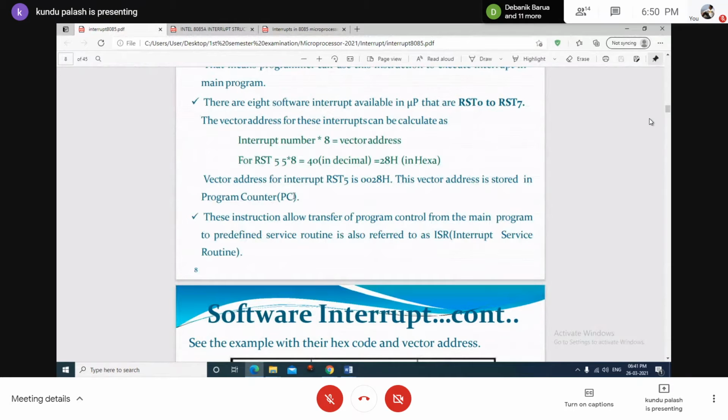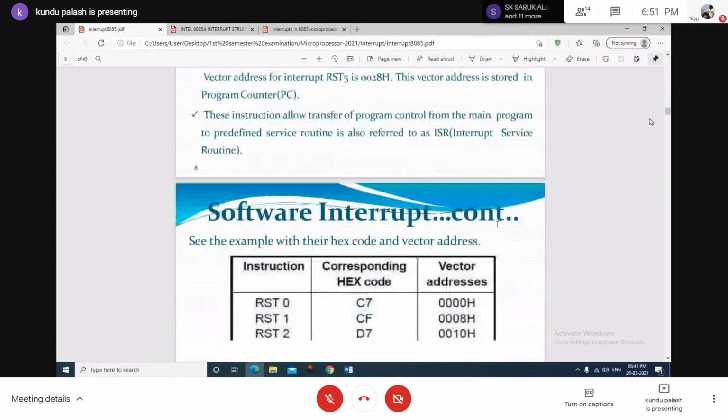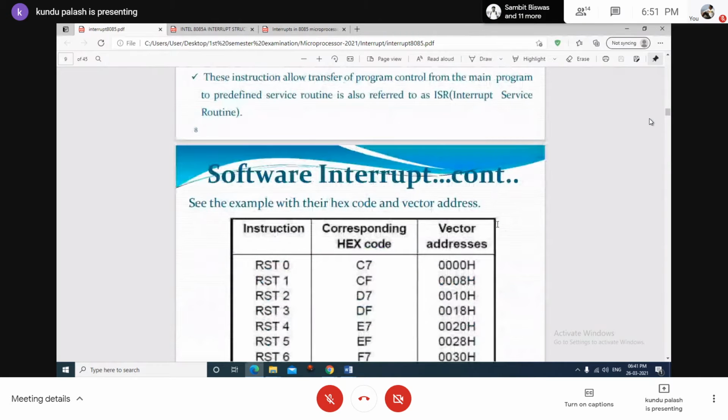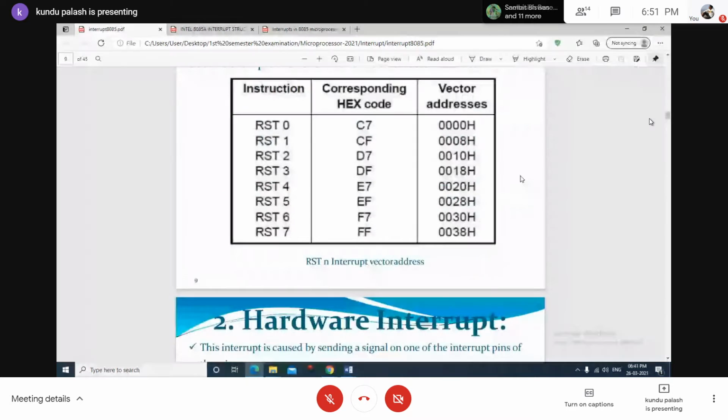But what will happen? The current content of the program counter will be saved to the stack memory, obviously, because it is a subroutine. According to the theory of subroutine calling, the content of the program counter must be saved before it is updated to the new value, that is 28. So these are the vector addresses for the software interrupts. Each software interrupt has a corresponding opcode in hexadecimal from C7 to FF, which are valid opcodes for software interrupts.